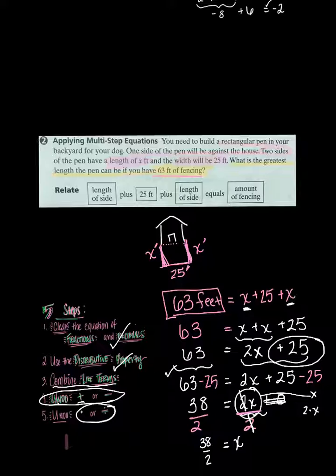All right, let's simplify this guy. 2 goes into 3 once with a remainder of 1. 2 goes into 18 9 times. Now I need to use my units. I need to come back up here and say what units was my x? Well, my x was in feet. So I can say that x equals 19 feet. 19 feet is the greatest possible length that my pen can be if I have 63 feet of fencing.